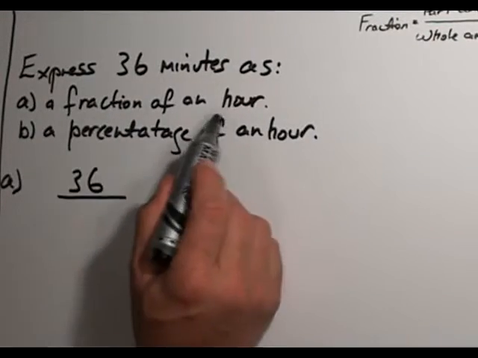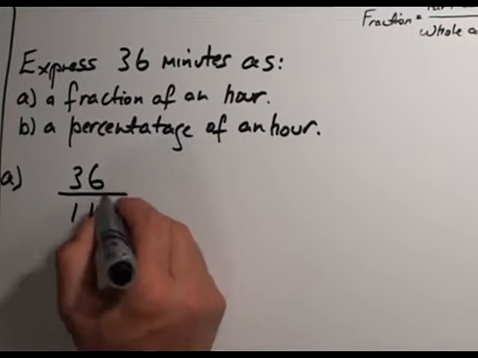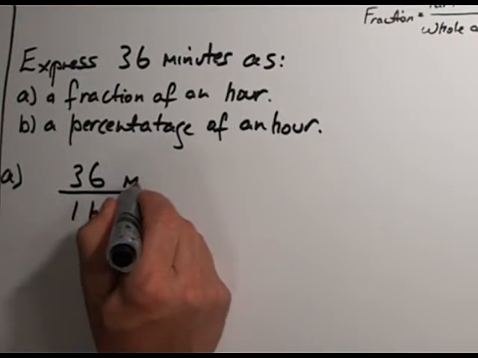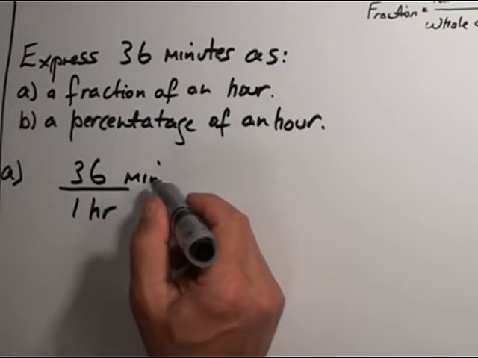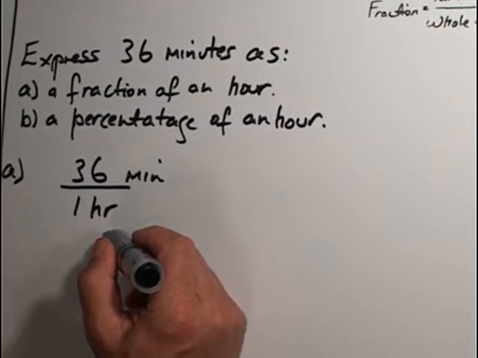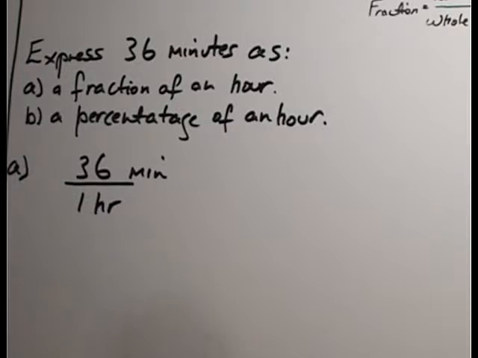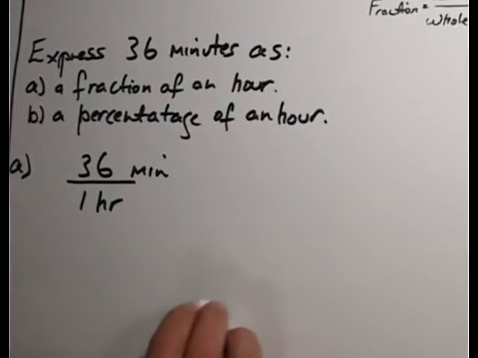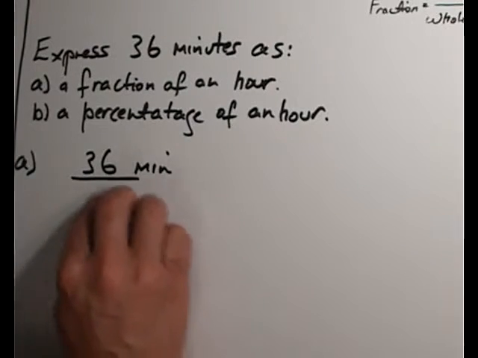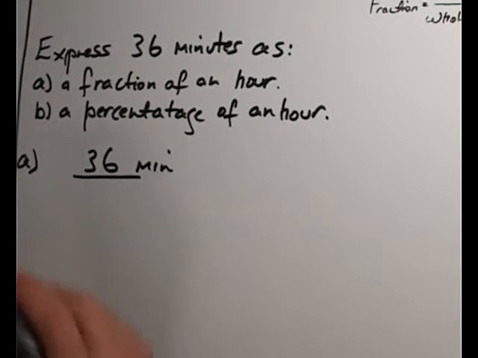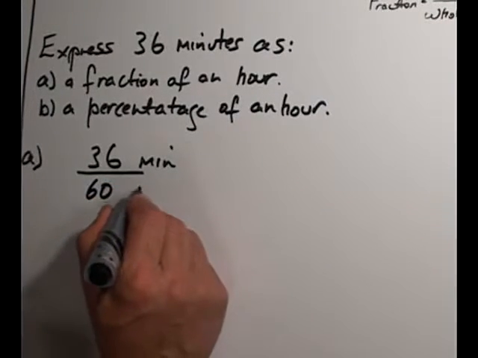Now it says a fraction of an hour. I don't put 1 hour, do I? The reason why we don't put 36 over 1 hour is because look at the units. The ones on top are minutes and the units on the bottom are hours. We never mix units. You've got to change one or the other unit into the other. So in this case we're going to change hours to minutes. So let's get rid of what's on the bottom. How much is 1 hour in minutes? 1 hour in minutes is 60 minutes.